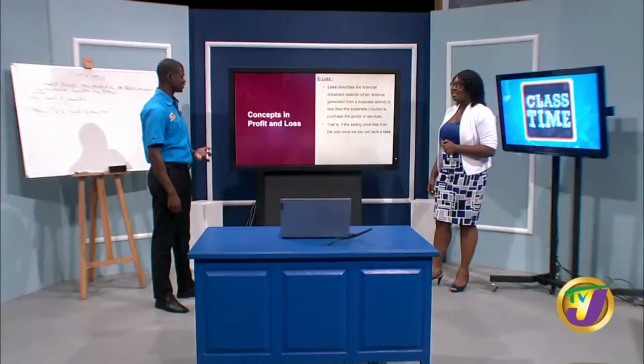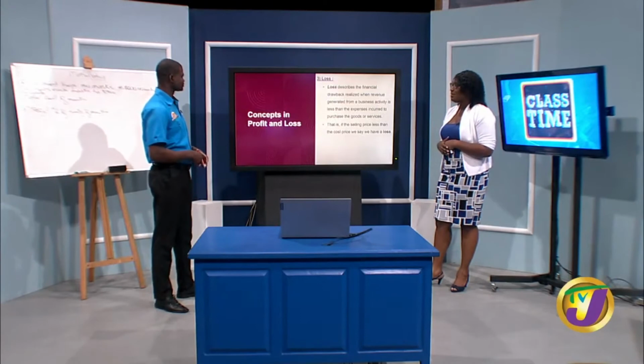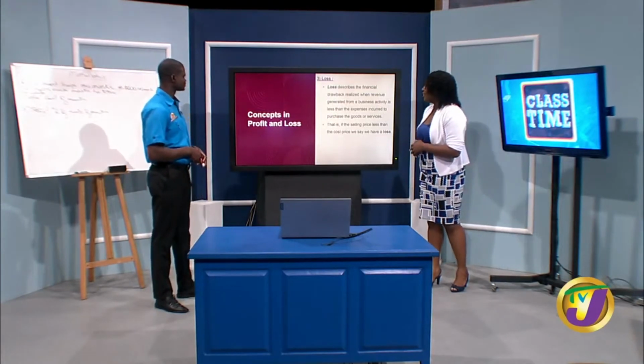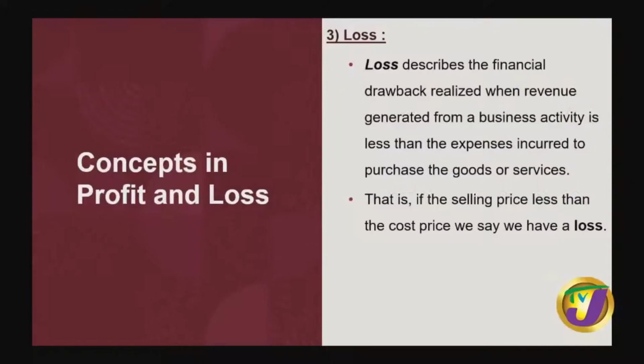Next one, loss. This is what I don't like. I don't like to incur a loss. This is the financial drawback realized when revenue generated from a business activity is less than the expenses incurred to purchase the goods or services. So when the selling price is less than the cost price, we say that we've incurred a loss.